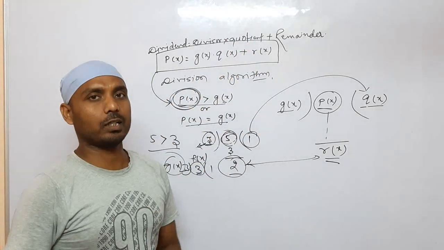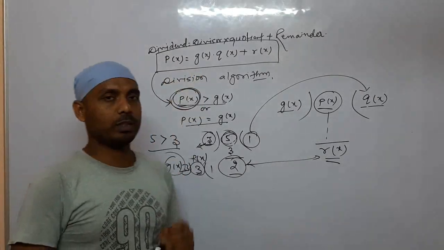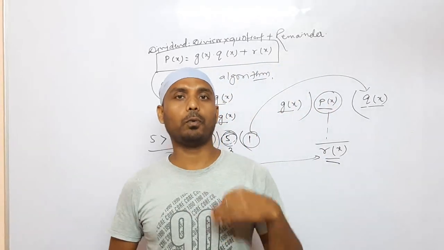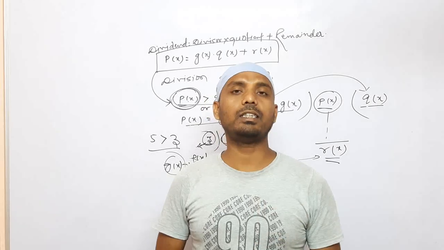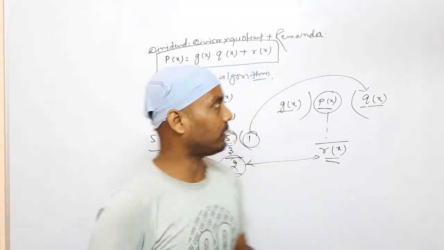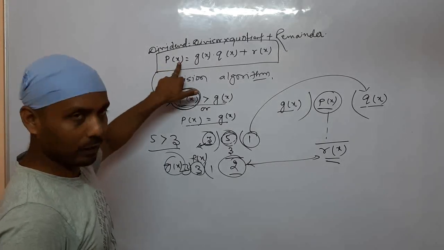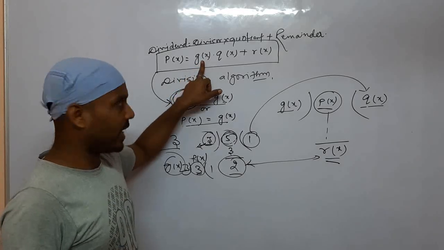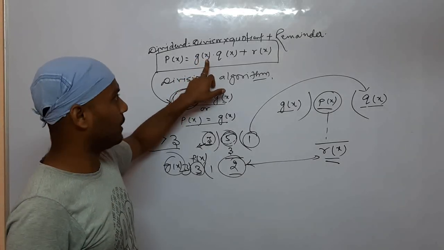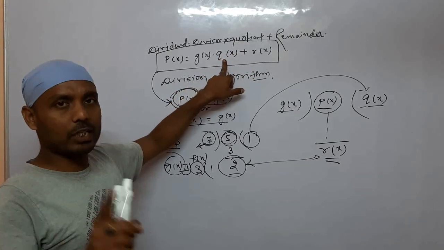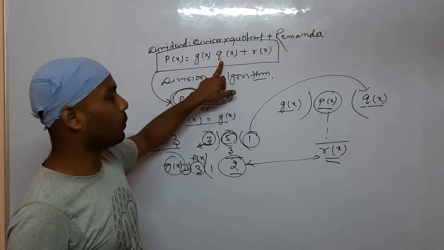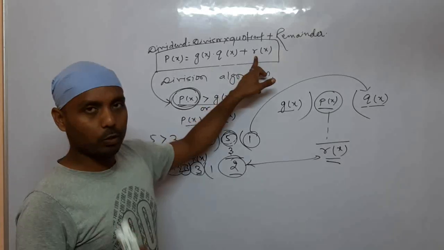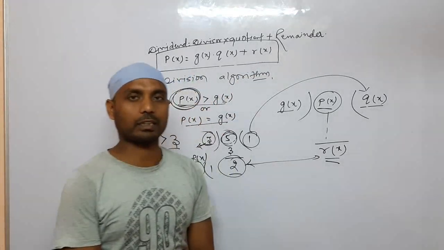This is your division algorithm, but p(x) equal to g(x) into q(x) plus r(x) is the division algorithm of the polynomial, because any polynomial contains a variable in it. Here we have taken the variable x, so polynomial p whose variable is x is represented as the dividend. The divisor is represented as g(x), a polynomial g whose variable is x, into the quotient represented as q(x), a polynomial q whose variable is x, plus r(x), the remainder, a polynomial r whose variable is x.